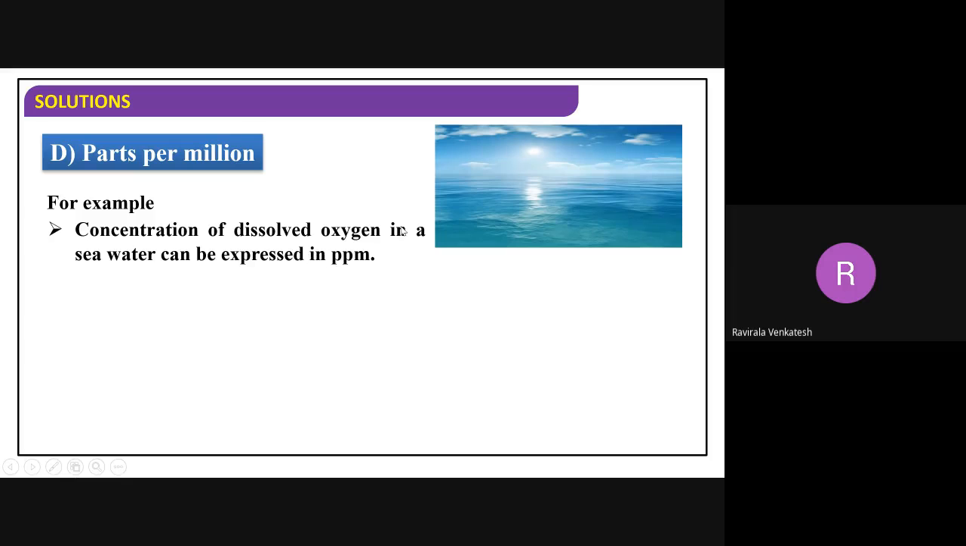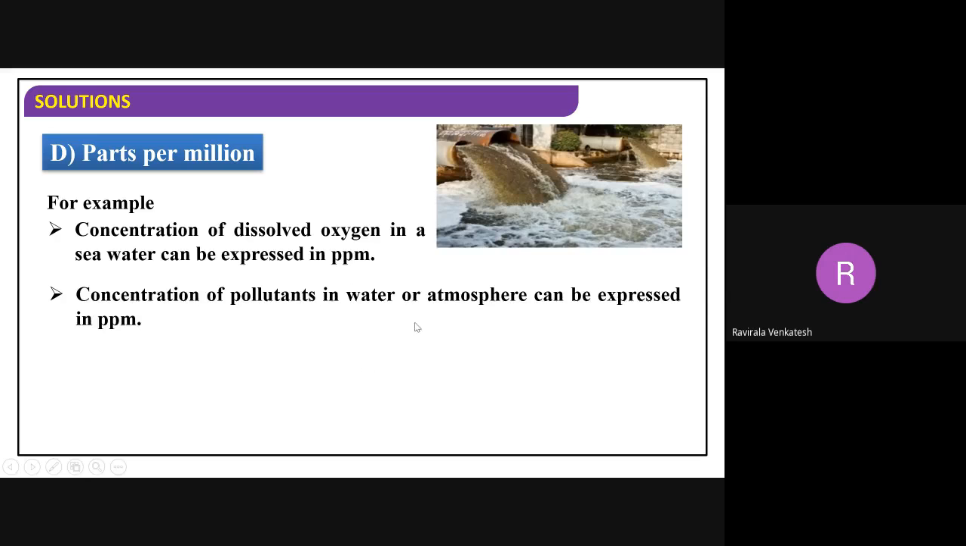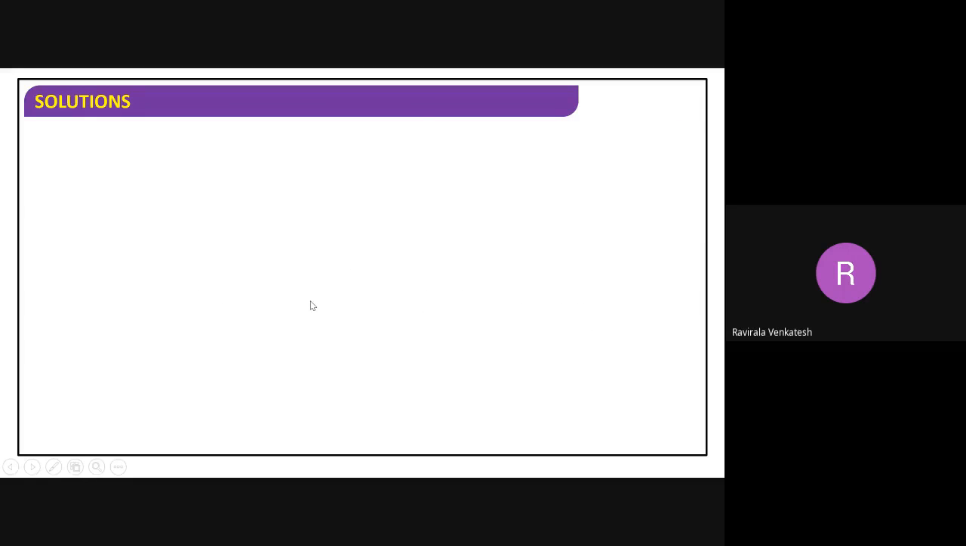For example, concentration of dissolved oxygen in seawater: seawater quantity is more, but dissolved oxygen is very less. So we explain it with ppm. Concentration of pollutants in water we can also explain by ppm only. BOD, COD will be explained in terms of ppm. You have seen this in the 11th class. 1 to 10 ppm is okay. But more than 10 ppm, it is polluted. If it reaches 100 ppm, it is municipal sewage water.